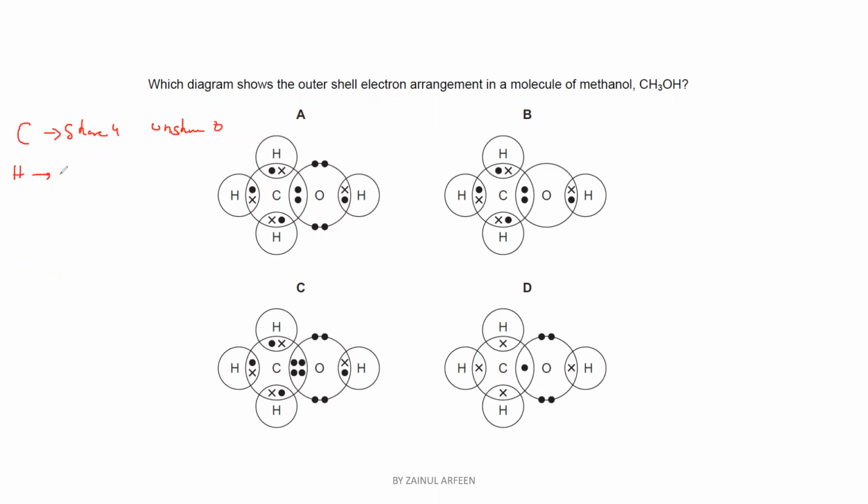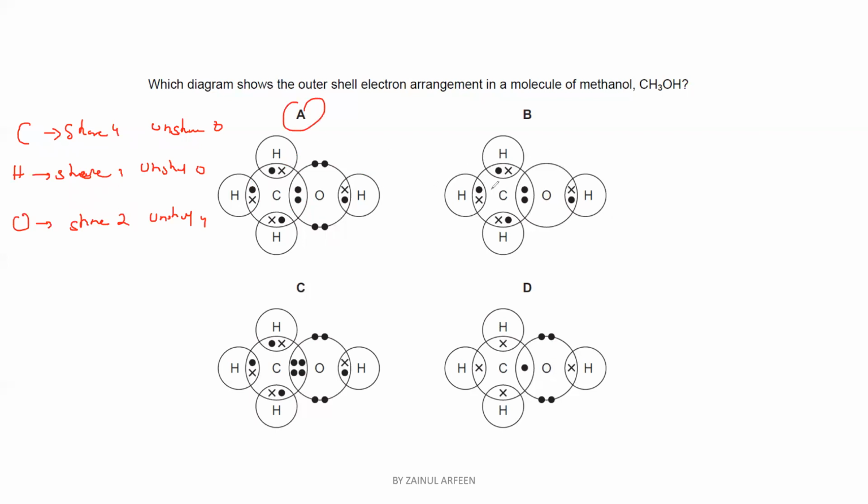For hydrogen, it should share 1 and unshared will be 0. And for oxygen, it should share 2 as it belongs to group 6, and unshared will be 4. Now, when we check, A is the right answer.